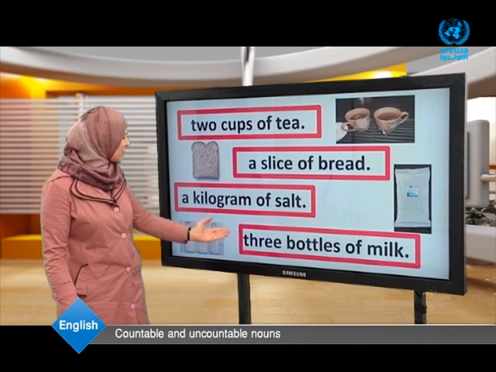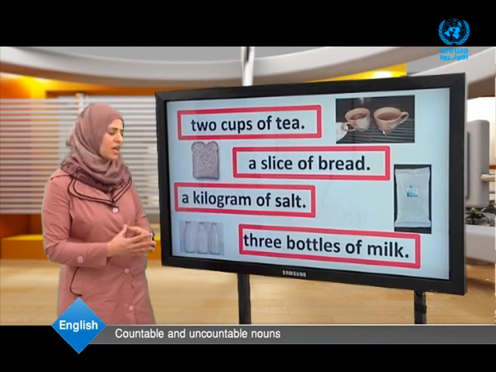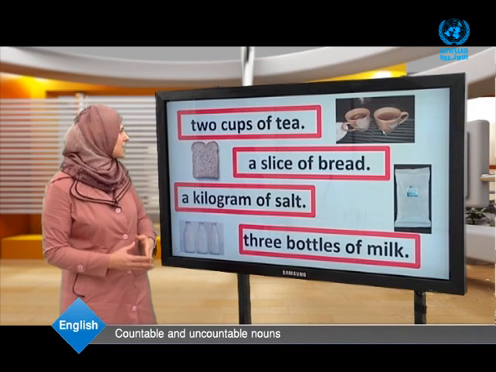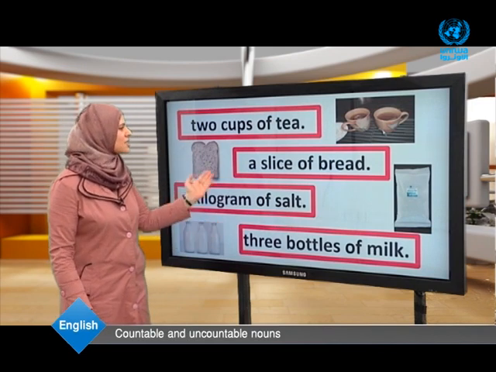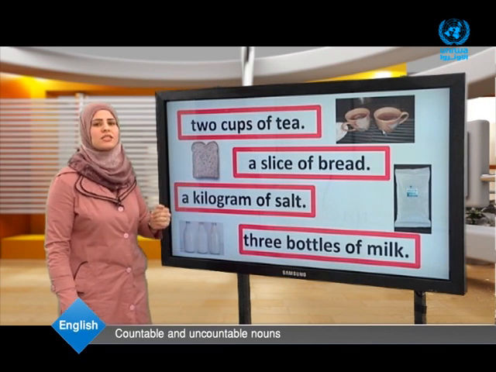The last one here is milk. We cannot count the milk, but we can count the bottles of milk. So three bottles of milk. Once again, two cups of tea, a slice of bread, a kilogram of salt, and three bottles of milk.